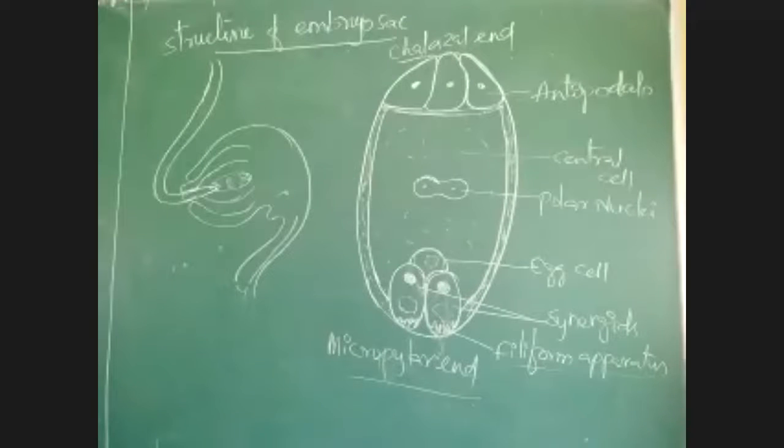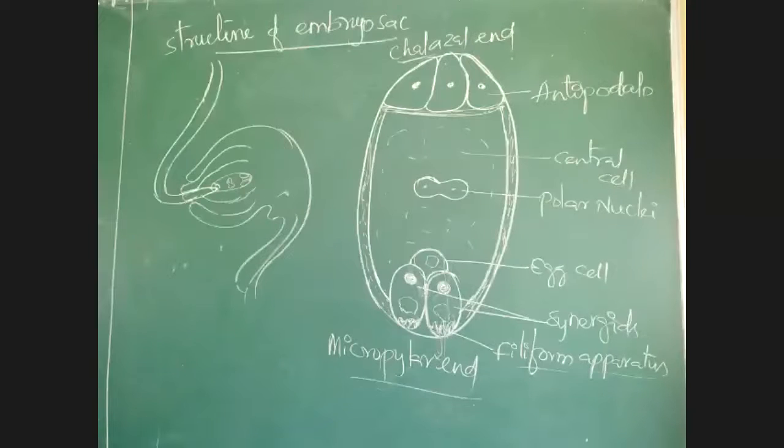A typical embryo sac has three parts. They are the egg apparatus, central cell, and antipodals.